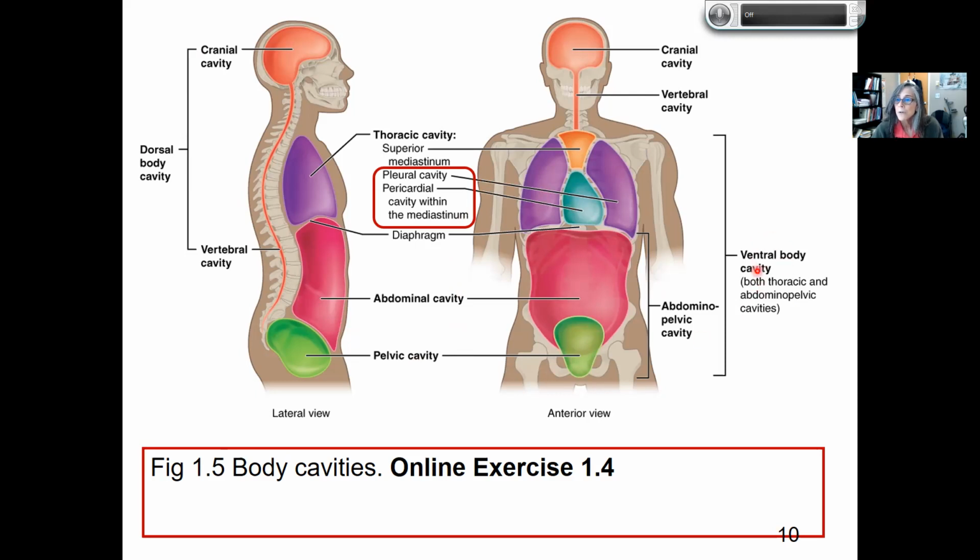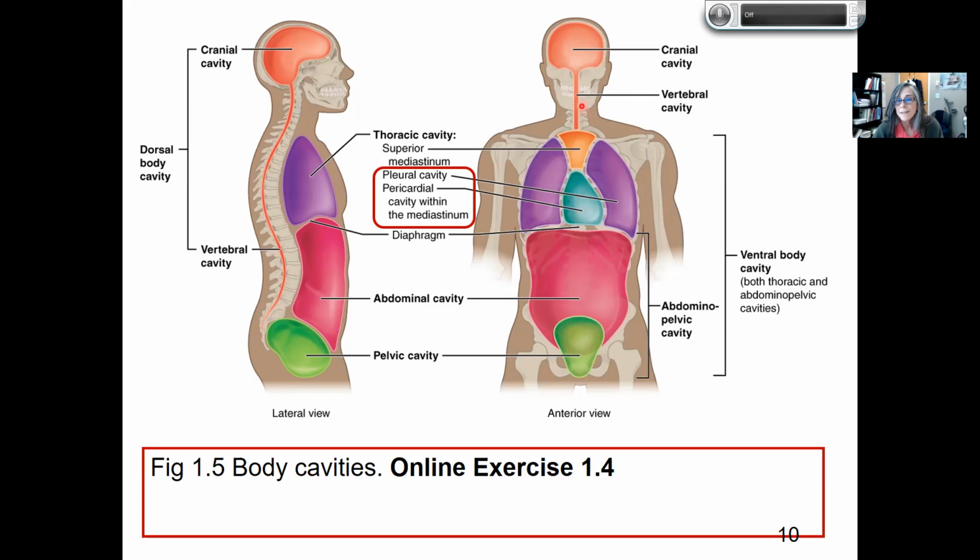The ventral cavity is subdivided into two main parts, the thoracic cavity and the abdominopelvic cavity. Now the thoracic cavity is further subdivided into two pleural cavities and a pericardial cavity. One pericardial, because there's only one heart, but there are two sections of the lung. Pleura refers to lungs, pericardial refers to heart.